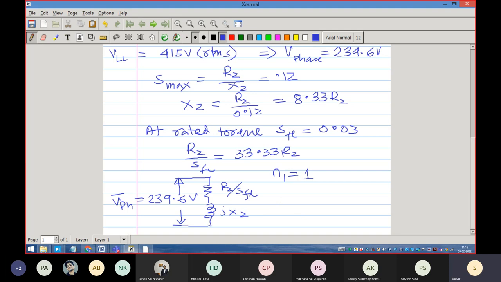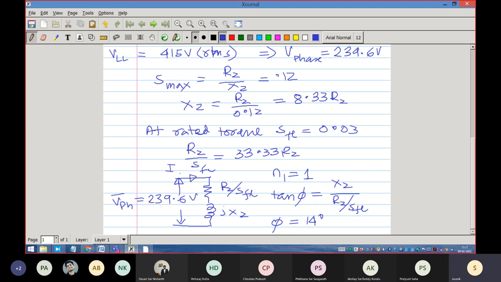First of all, we can see what is the tan phi, because I want to know the power factor. Tan phi is equal to X2 by R2 by SFL. So from that, if I do it, I will get phi equal to 14 degrees. So that is the phase angle between voltage and current.